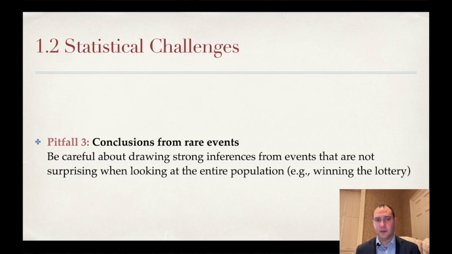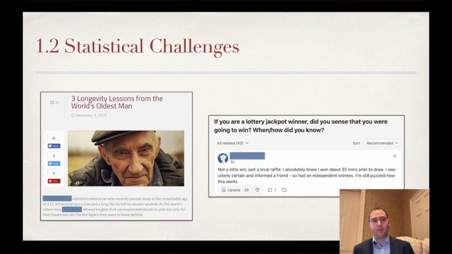Pitfall number 3, conclusions from rare events. So some things happen very rarely, and the problem is it might not be surprising when we look at the entire population. Let's look at 2 examples.